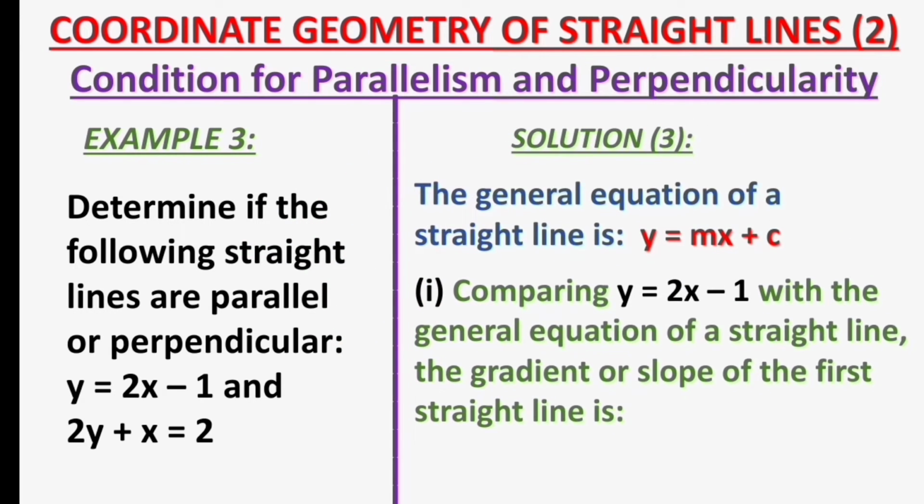The general equation of a straight line is y is equal to mx plus c. Firstly, let's compare the first equation, which is y is equal to 2x minus 1, with the general equation of a straight line. When we do this, what will be the gradient or slope of the first straight line? Let's see if you are right. The gradient or slope of the first straight line, which is m1, is equal to 2. This represents the coefficient of x in the equation. I hope you got that right.